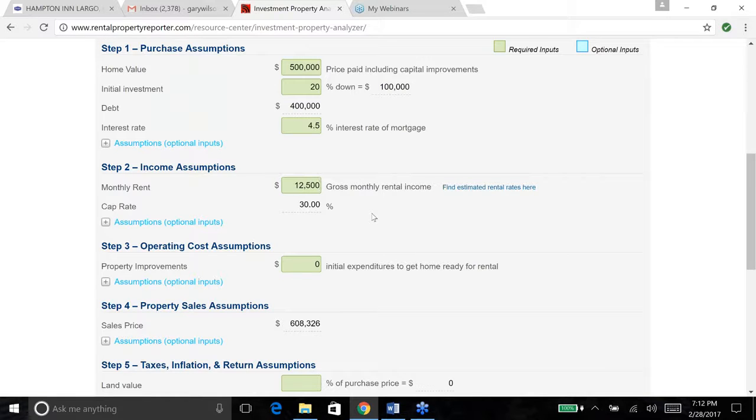Now, as you can see, the calculator automatically calculates cap rate for us. In this case, 30% cap rate. Boy, wouldn't that be awesome, huh? But we've got to do a reality check here. The reality check is we haven't deducted any expenses yet.